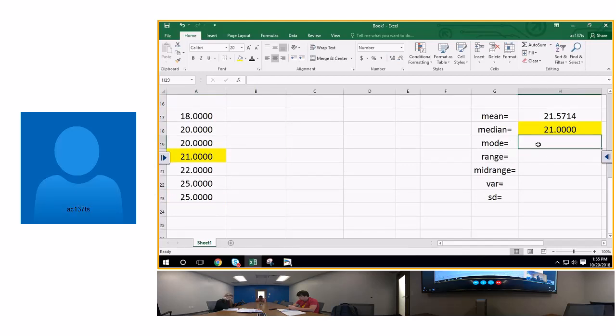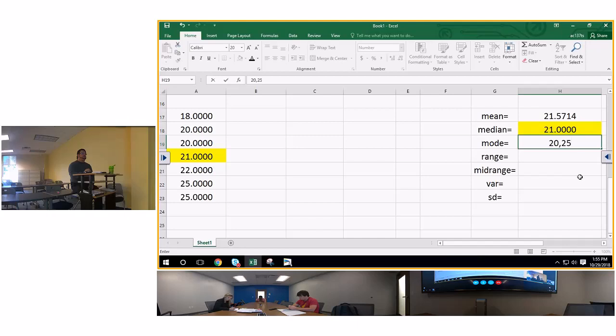Mode, we got 2. 20, 25, comma, what? 20, 25? Yeah. Range. Range is equal to the highest minus the what? Lowest. And the mid-range is equal to the highest plus the lowest divided by 2.